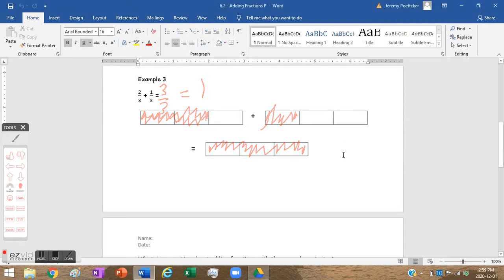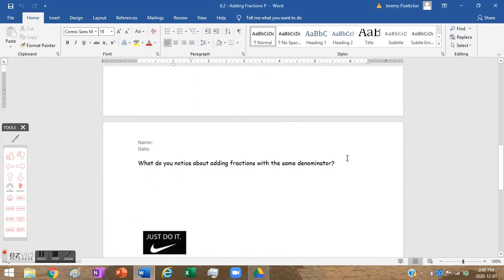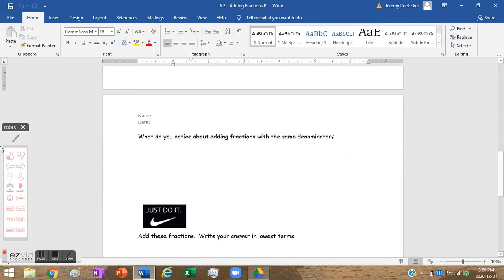So then a quick question here. What do you notice about adding fractions that have the same denominator? Well, what stays the same and what is changed? Well, guess what? Until we simplify, until we try to find lowest terms, the denominator stays the same. So one of the things about adding fractions with the same denominator is we don't add denominators, right?